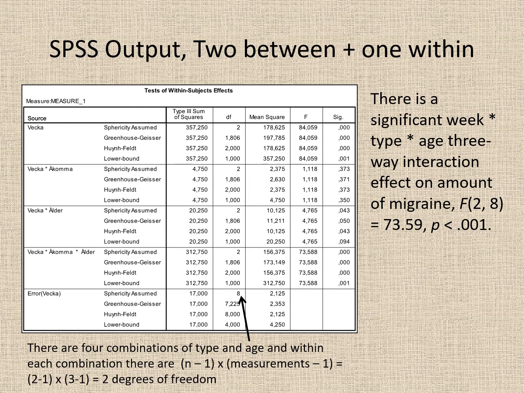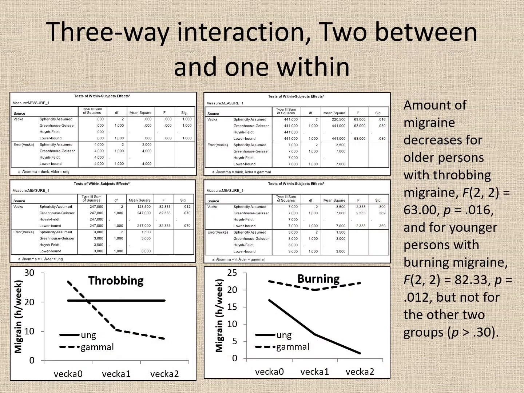Well, we could split the file. You could do it in various ways, but I choose to do it like this. We look at the effect of time separately, in this case separately for the 4 cells, for the combination of type of migraine and age category. So we see that if you have throbbing headache, the treatment has no effect if you're a young patient, while the migraine decreases if you're an older patient.